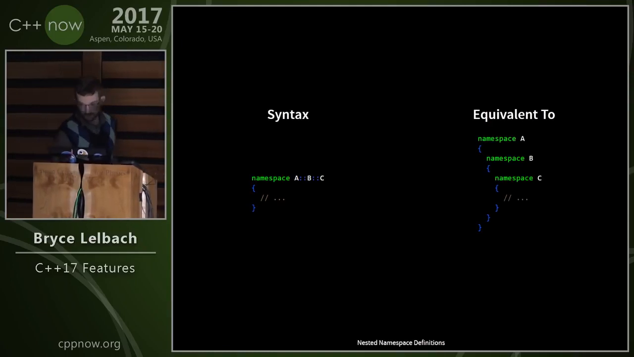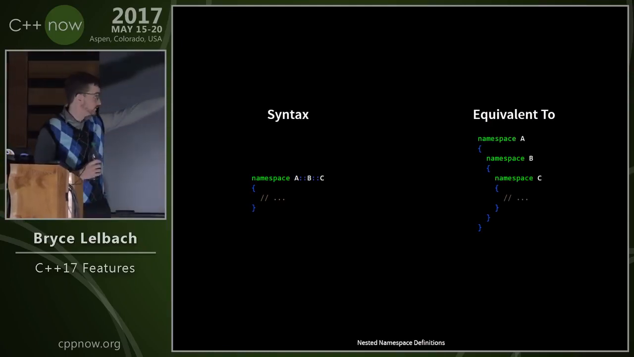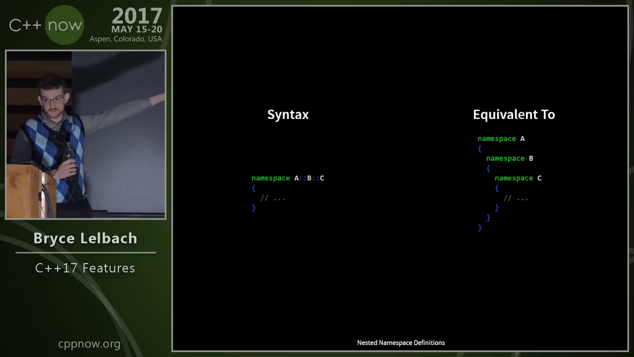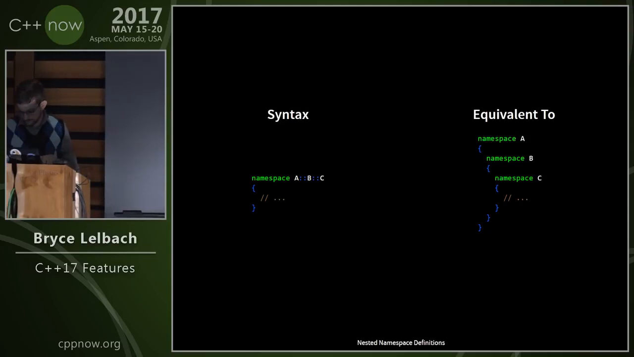All right, next feature, another quick one. Nested namespaces. You can now declare namespaces nested like this. So syntax on the left, equal to the right. Pretty straightforward.